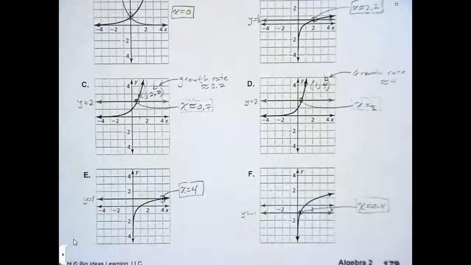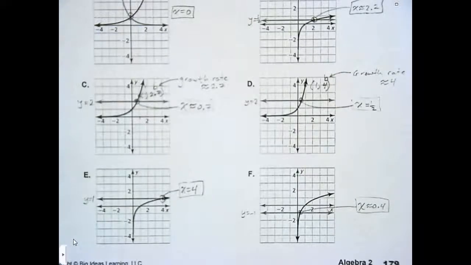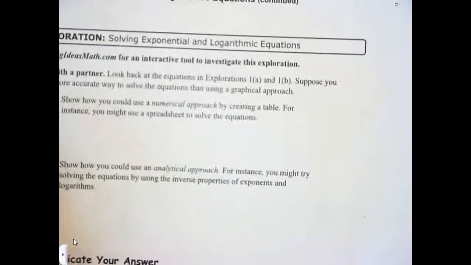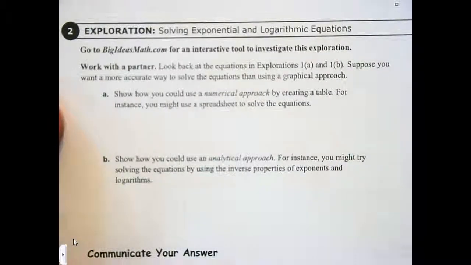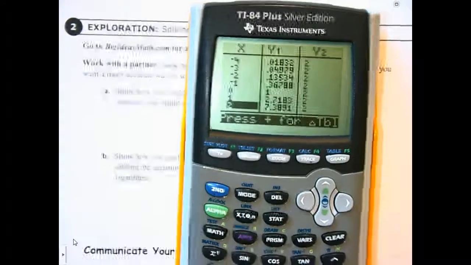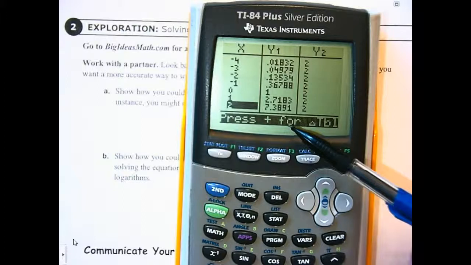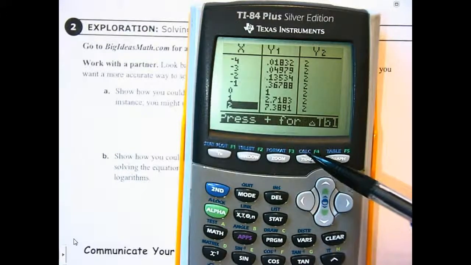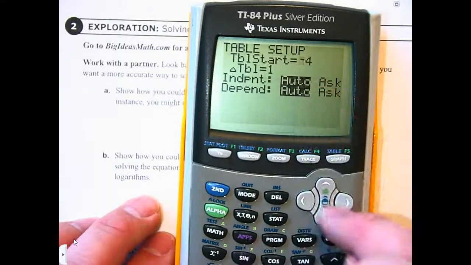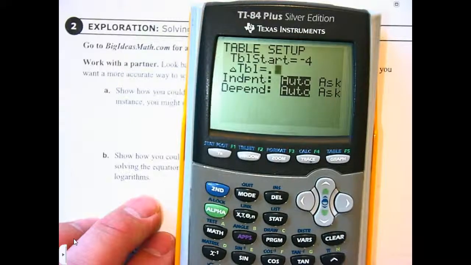Okay, so I've shown you how you can actually do it using a calculator, right? So the next, exploration 2, says show how you could use a numerical approach by creating a table, and then how you can use more of an analytical approach. Well, if you're creating a table, and so let's say we use what I've done here and we go into our table, it's kind of tough to see where they intersect, especially if it's at 0.7. Okay, but you could keep narrowing. You could go to table set and go, okay, rather than going up by 1, maybe I want to go up by 0.1 or something.